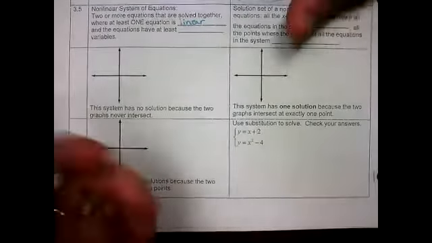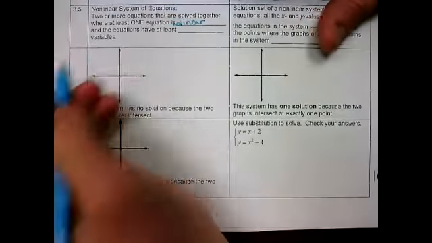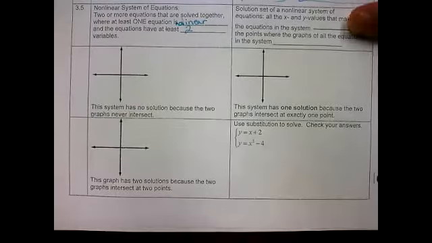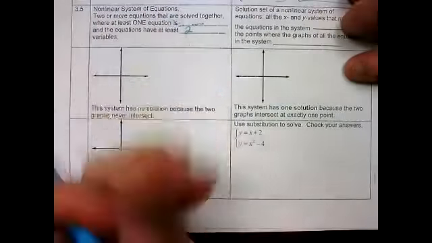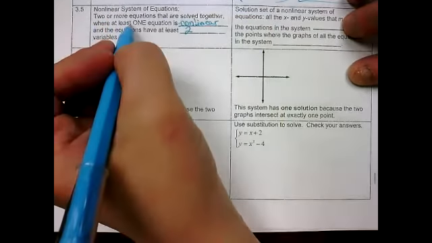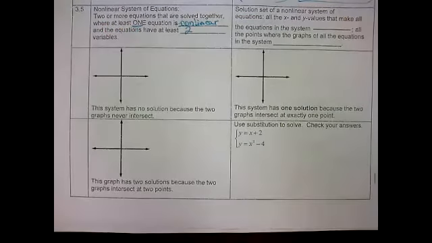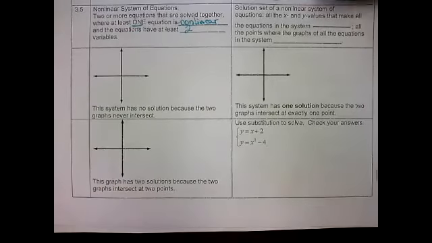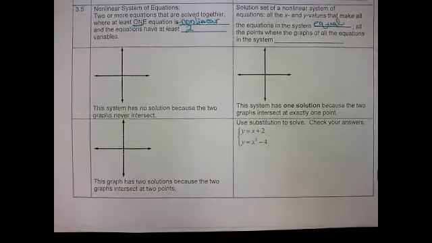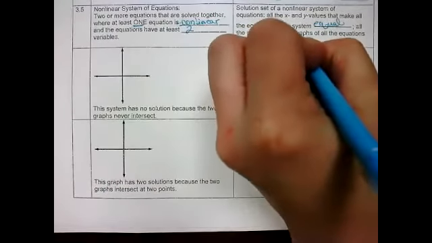nonlinear. And the equations have at least two variables. Okay. So nonlinear, two variables. Once again, it doesn't mean that both equations have to be nonlinear, but at least one of them. It's not going to be a line. So the solution set of a nonlinear system of equations is all the x and y values that make all the equations in the system equal. So it's all the points where the graphs of all the equations in the system cross.